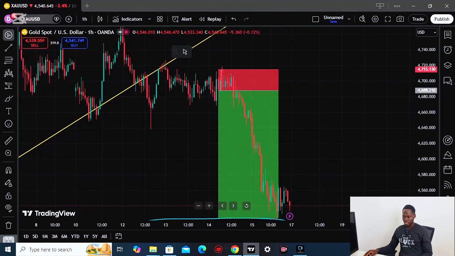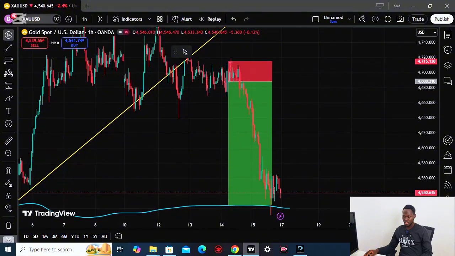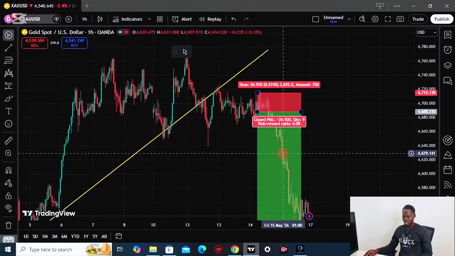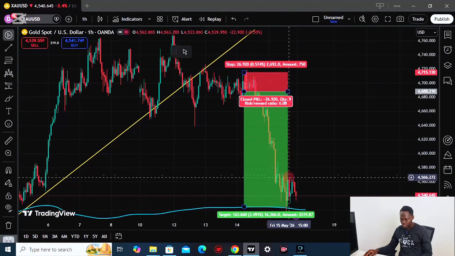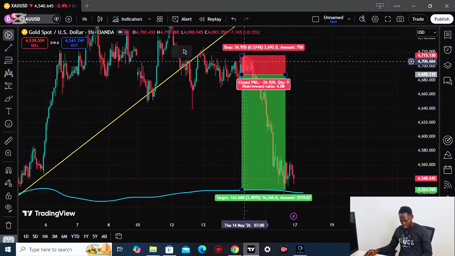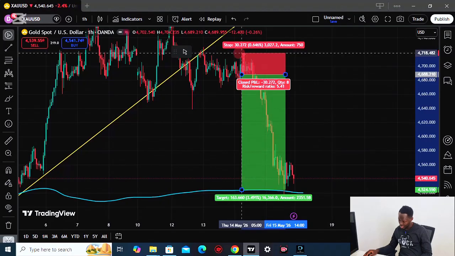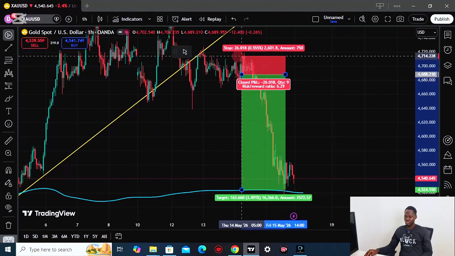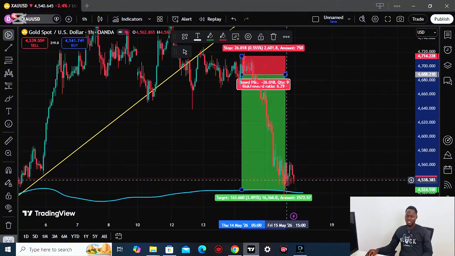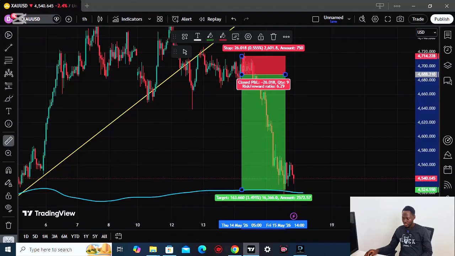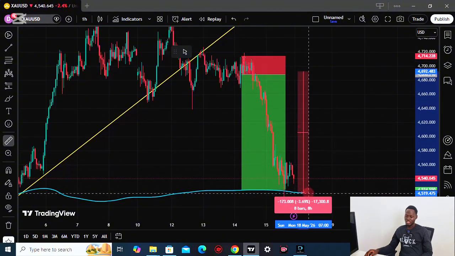Something like this, something like that, targeting this. So this is a risk to reward. It's a 1 to 6, as you can see, it is a 1 to 6 risk to reward. It gave me, let me calculate the pips, it gave me 174 pips, approximately 200 pips.